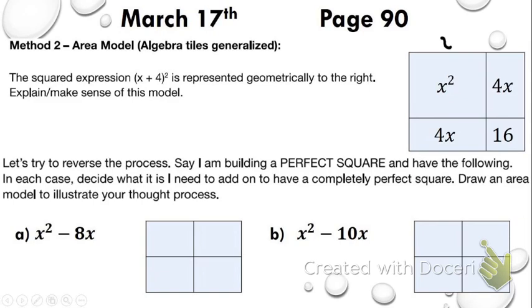We already talked about how this side is x. This is how wide? 4. Put that together. Over here, it's the exact same story, x, and this right here is 4. And we're going to put those together. So that is x plus 4 squared.